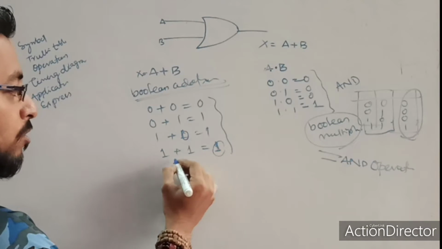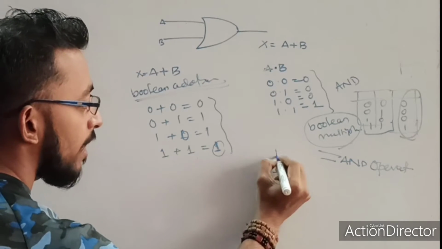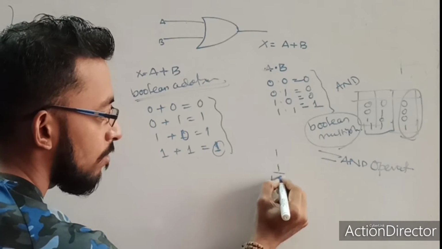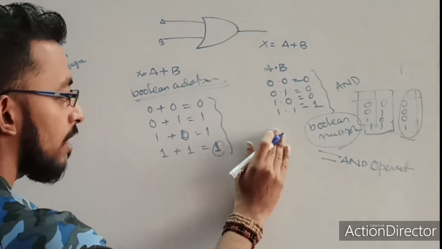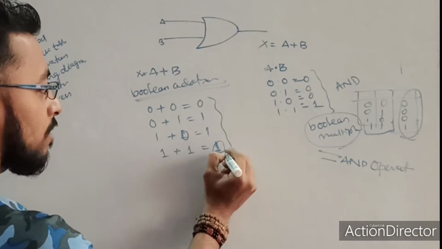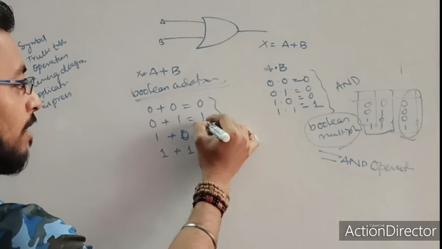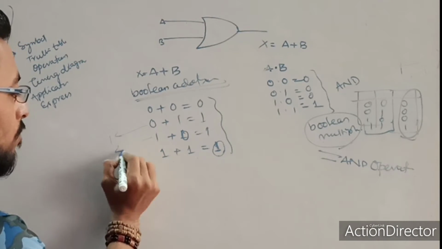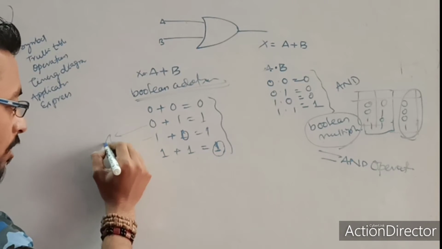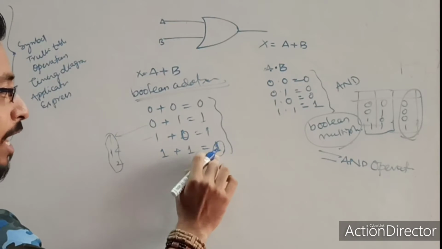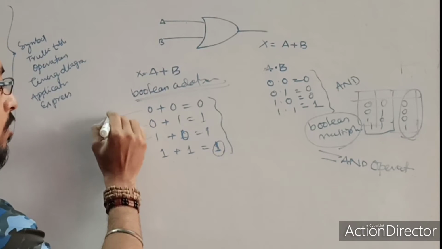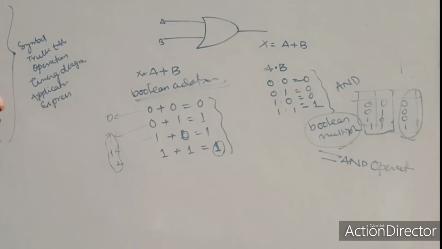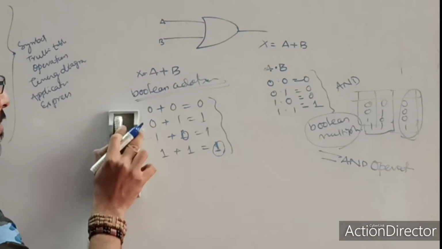Don't take it as 0, because in binary addition, 1 plus 1 is 1 0, meaning the sum is 0 and the carry is 1. But here this is the Boolean representation, where a value 1 means a high value. So I am taking all the high values, 1 and 2, as my 1 level. And this is nothing but 0, which is my 0 level. Okay, so this is the Boolean addition.